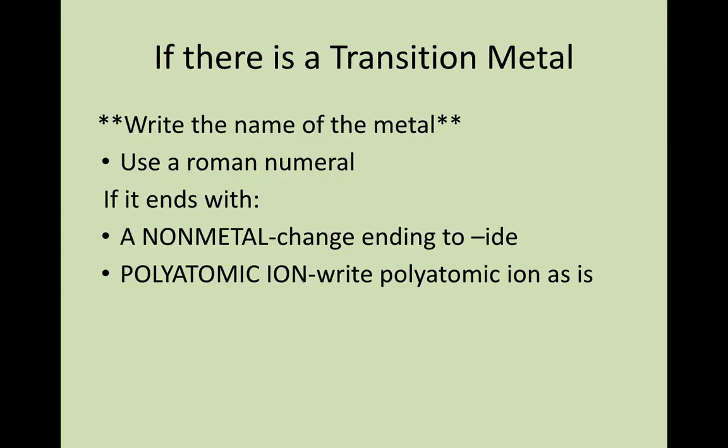So if there is a transition metal, that's when there are a few extra steps. You're still going to write the name of the metal as is, so the metal never ever changes. And then you have to use a Roman numeral, okay? A Roman numeral will always follow that transition metal, but then the second part stays the same. The nonmetals still get the IDE ending, and the polyatomics are still going to be written as is, okay?